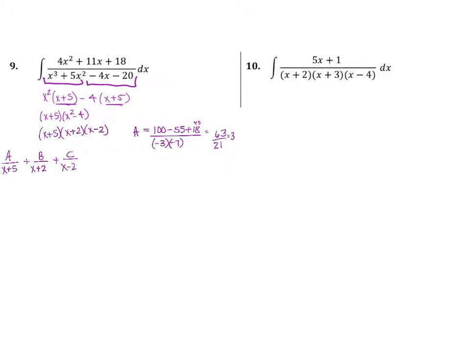And now for B, we're plugging in a negative 2. So that's going to give us 16 minus 22 plus 18 over, and then plugging into the denominator, again we're plugging in a negative 2. So we're going to have 3 times negative 4. And so what we're going to get there, working that out, we're going to have 12 over negative 12. So that's going to give us a negative 1.